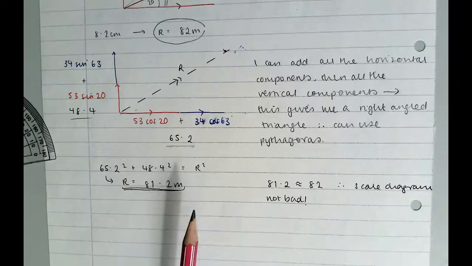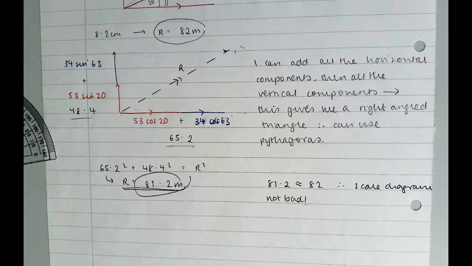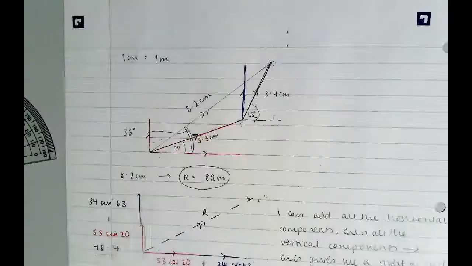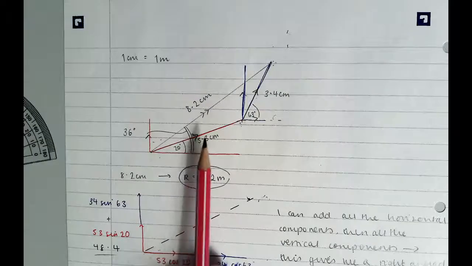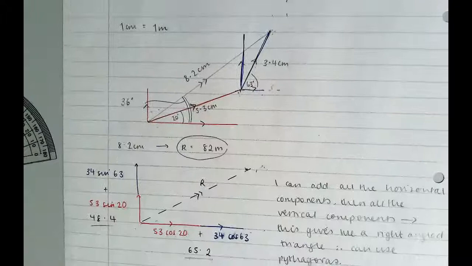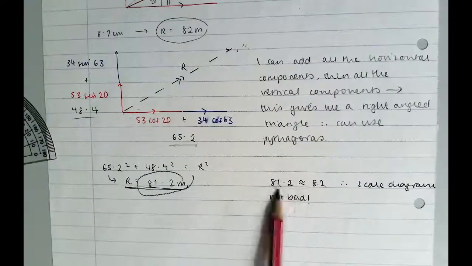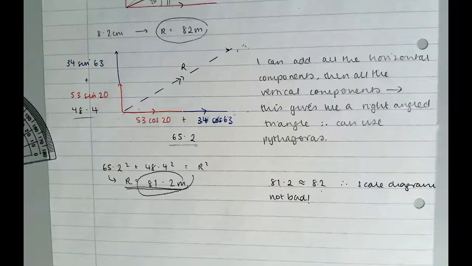So when I do it with no scale diagram and just use the numbers that I'm given, I get 81.2 meters. This is likely to be much more accurate than my scale drawing, bearing in mind that I've done this by eye, with a bit of a wonky protractor. It's not going to be perfect, but these two numbers are very close together, and so I know that my scale diagram is not bad. So it just shows you that there are two methods that you can use, and you'll get the same answer. So hopefully that helps break down vectors a little bit more for you as well.